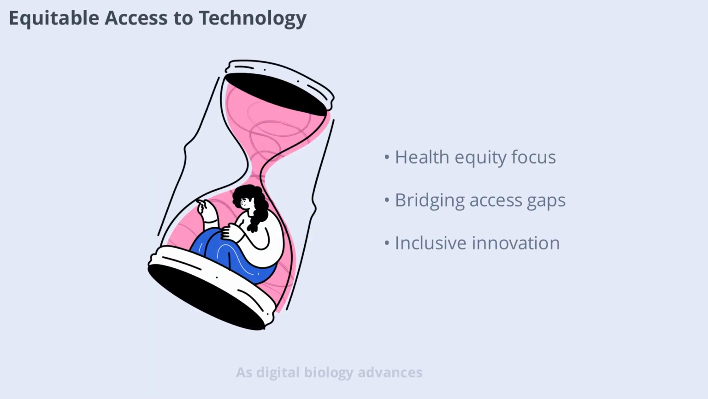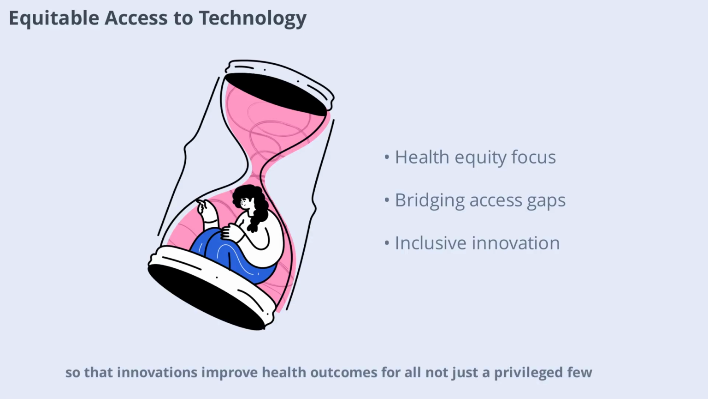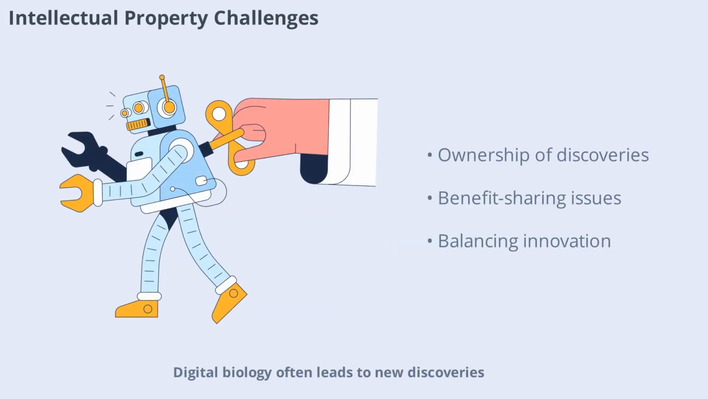As digital biology advances, it's important to ensure that everyone has access to its benefits. There's a risk that new technologies could widen existing health disparities if only certain groups can afford or access them. Ethical digital biology means working toward equitable access so that innovations improve health outcomes for all, not just a privileged few.